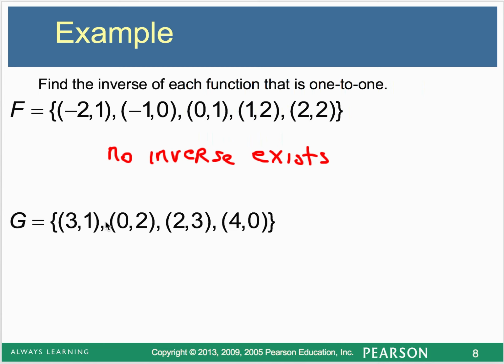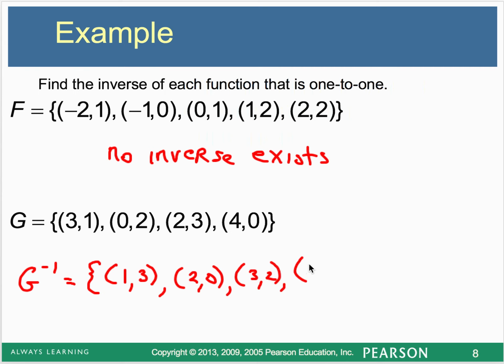Let's check this one. 3, 0, 2, 4 makes it a function. 1, 2, 3, 0 makes it a one-to-one function. So if I'm going to find the inverse, all I do to find the inverse is trade places with my x's and y's, right? The domain of one is the range of the other. The range of it is the domain of the other. So all you do is trade places with your x's and y's. 3, 4, 3, 0, 2, 4.